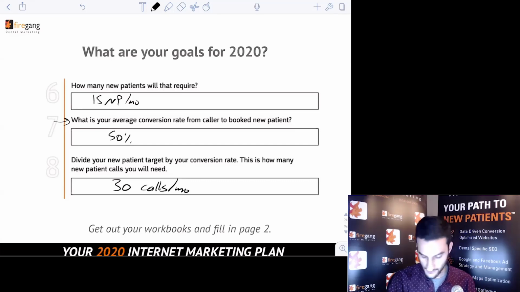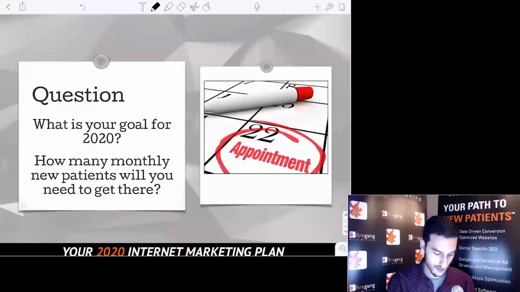Okay, so in this example, we've gotten to a point where we know we need 30 calls a month. Really, what we need is 30 new patient opportunities a month, not just any type of call. So, question: what's your goal for 2020? How many monthly new patients will you need to get there?